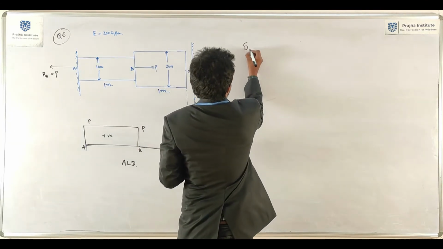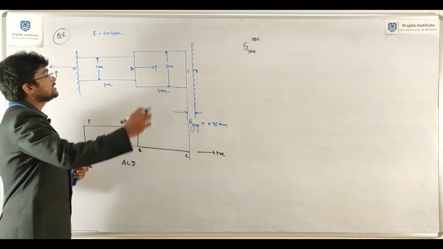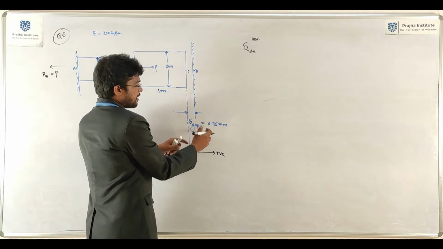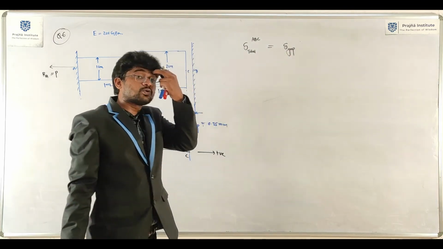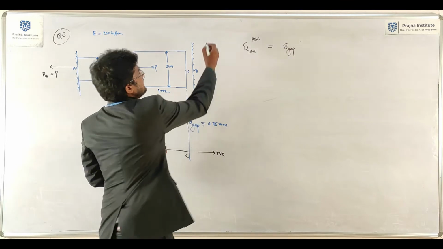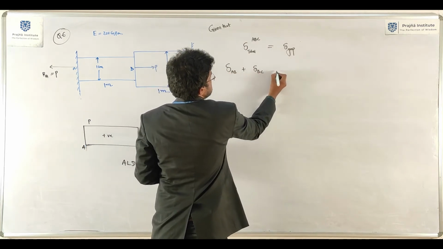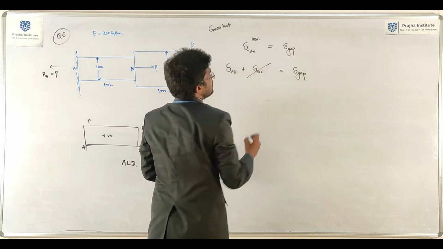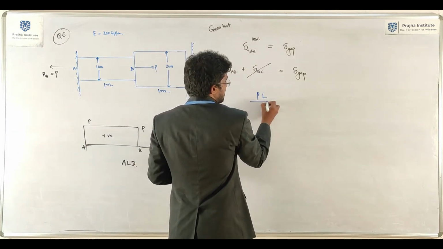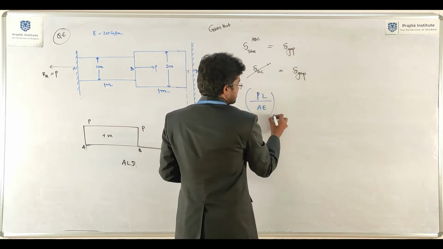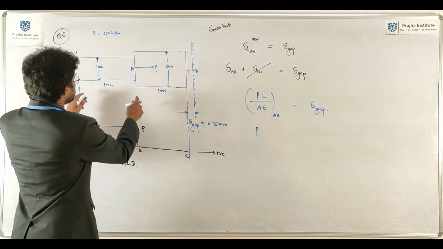What is the total deformation in the bar ABC? We need to calculate the magnitude of load P so that it can fill the gap of 0.75 mm. That means it is equivalent to delta gap. So delta total ABC equals delta gap, that is given in the question. So delta AB plus delta BC equals delta gap. Here delta BC equals 0, because BC is not subjected to any axial load. Delta AB is PL by AE. So for member AB it is equal to delta gap. We need to calculate the length of the member AB.